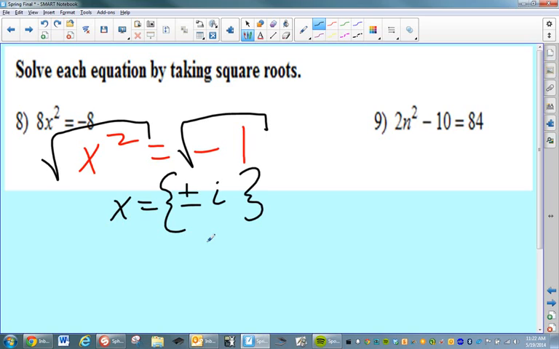You can solve by square roots when you have no b value. What? You add, divide by 2, and square root. Any other questions on 8 and 9?